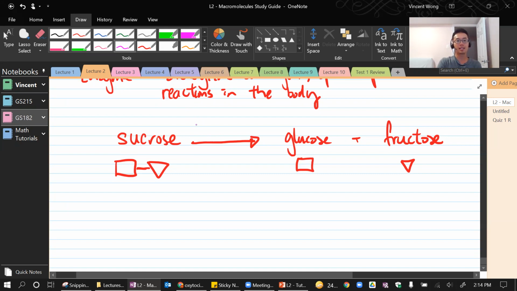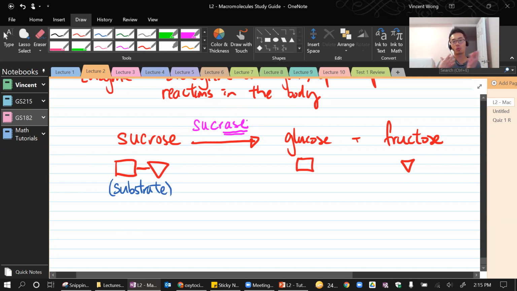So the enzyme that does this is called sucrase, okay? So anything that ends with ASE usually means it's an enzyme. Okay, so the sucrose will be broken down by sucrase into glucose and fructose. So in this case, the ingredients, the reactants, right? That's what the enzyme is going to work on. This is also known as the substrate. Okay. So each substrate would require a specific enzyme.